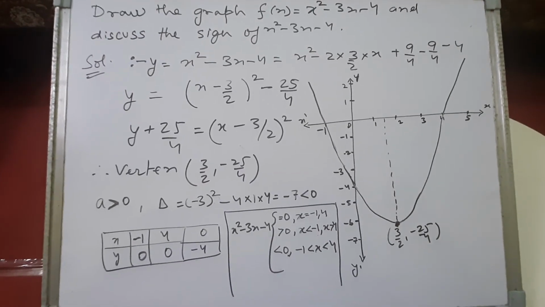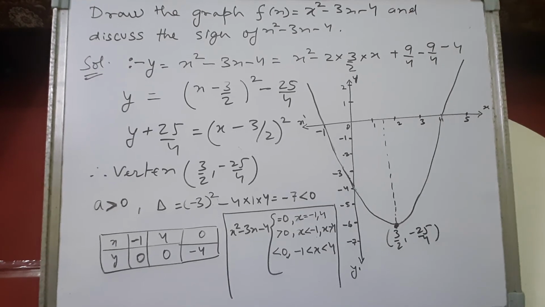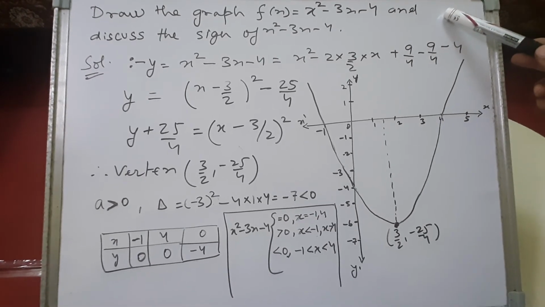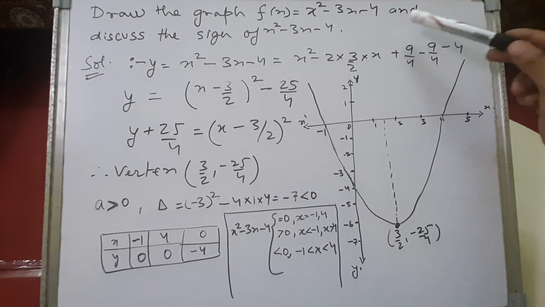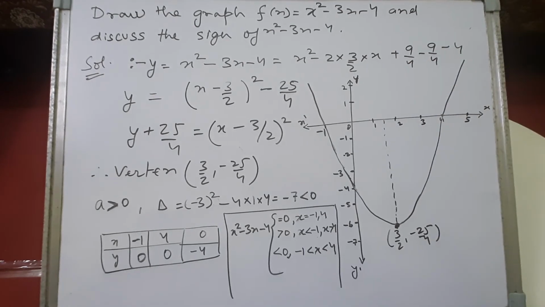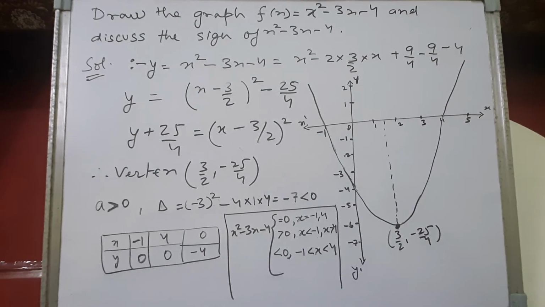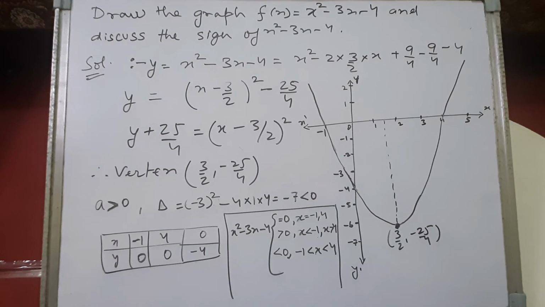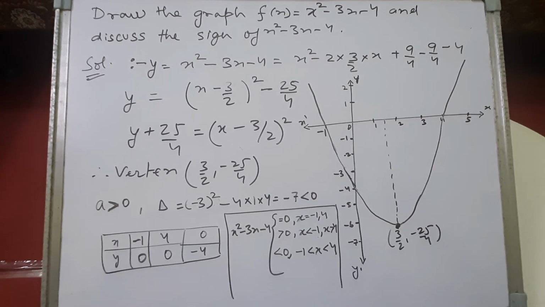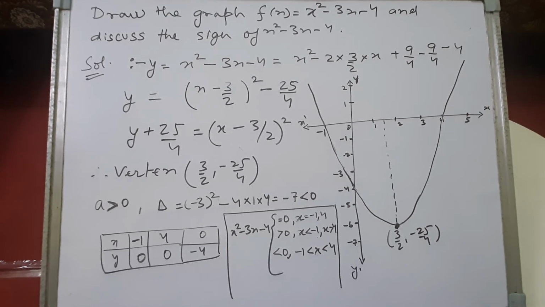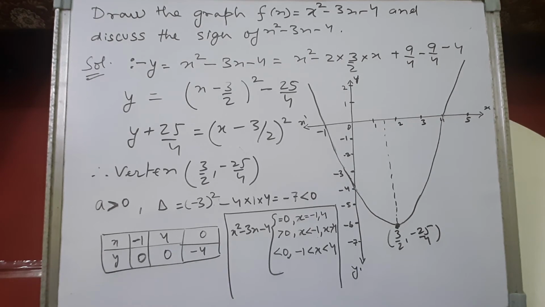Let's discuss one sum. In this we have to draw a graph f(x) = x² - 3x - 4, and we have to discuss the sign of this quadratic expression x² - 3x - 4: when it is positive, when it is equal to 0, and when it is less than 0. Let's start solving. We'll try to find the vertex of the parabola, because we know that every quadratic equation represents a parabola.